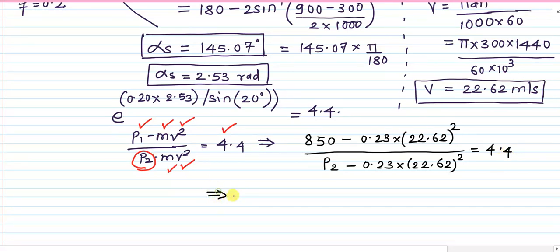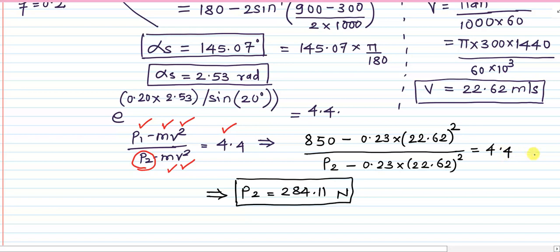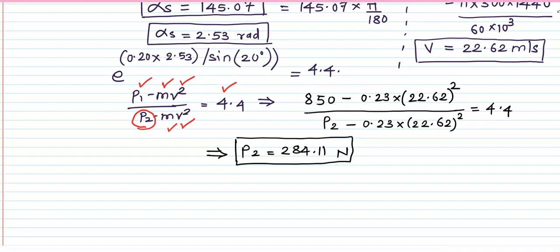When you solve it using your calculator, the answer that comes out for P2 is 284.11 Newton. Just do it in your calculator and you will arrive at this answer. Doing it in a calculator is not a big task. Developing that thought process, how to approach the solution of the problem, is the core understanding, and then calculation remains only a formality.